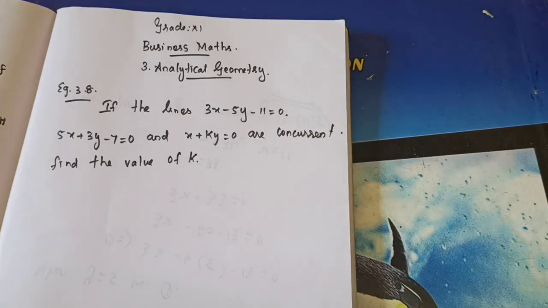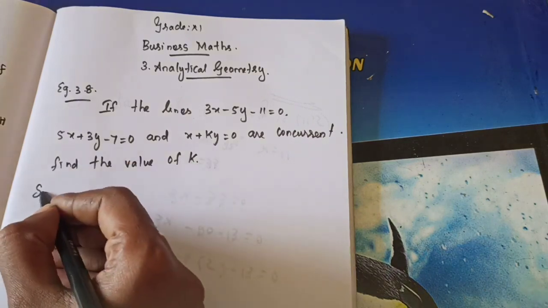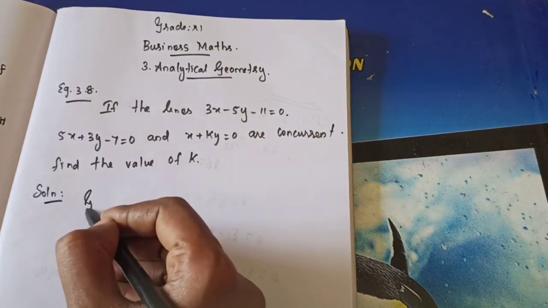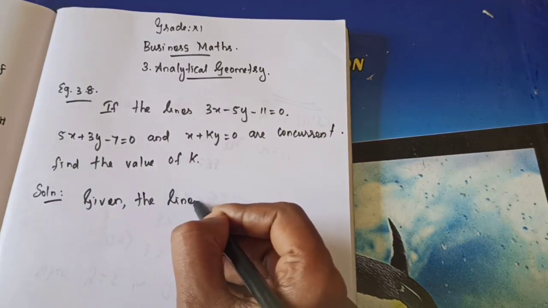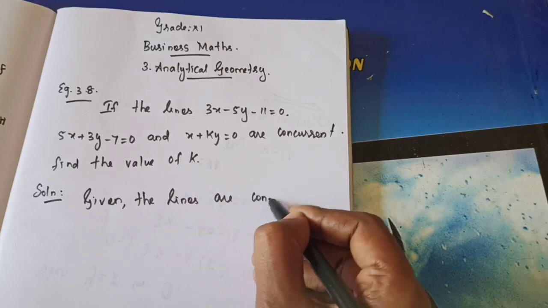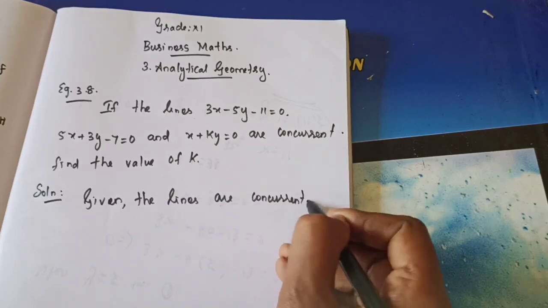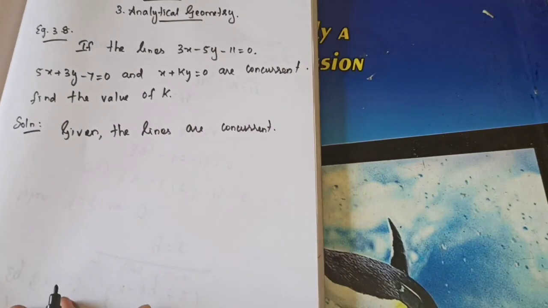You know how lines will be concurrent. If the determinant value is equal to 0, we will say it is concurrent. Is it right? But in this question itself they gave that it is concurrent. So we will apply the determinant value as 0 and we will find the k value, very easy. Okay. Solution. It is given the lines are concurrent. It is given in the question.